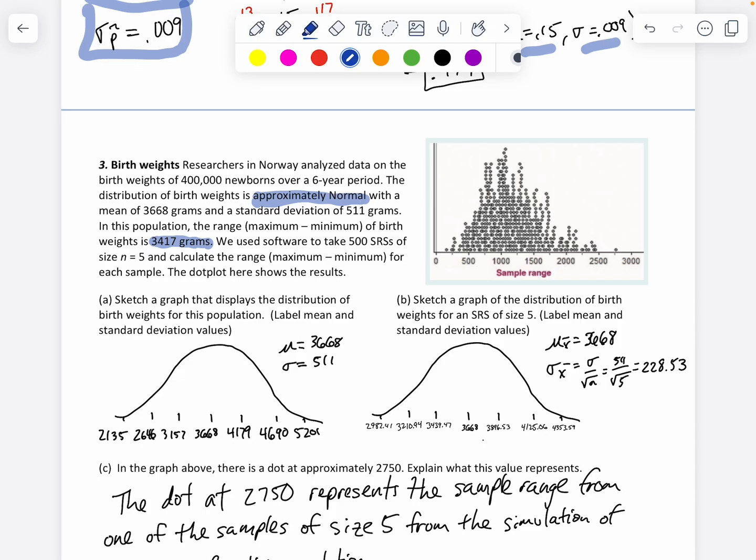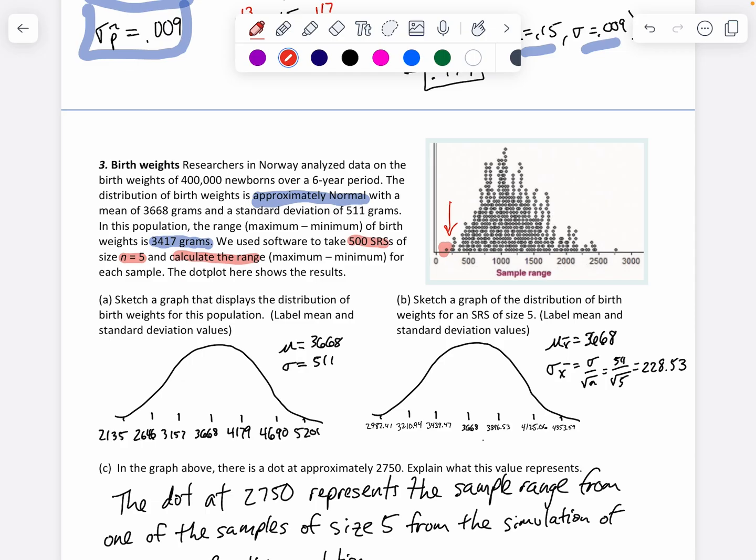They use software to select 500 SRSs of size 5, and each time they calculated the range. So that's what these dots are, right? Each one of these dots is the individual range from 5 babies that were selected at random. They weighed them, took the smallest baby and the heaviest baby, found their range, and put that dot on the graph. So this dot over here means there were 5 babies randomly picked that had a highest and lowest weight difference of less than 250 grams. So all 5 of those babies were really close together in terms of weight.